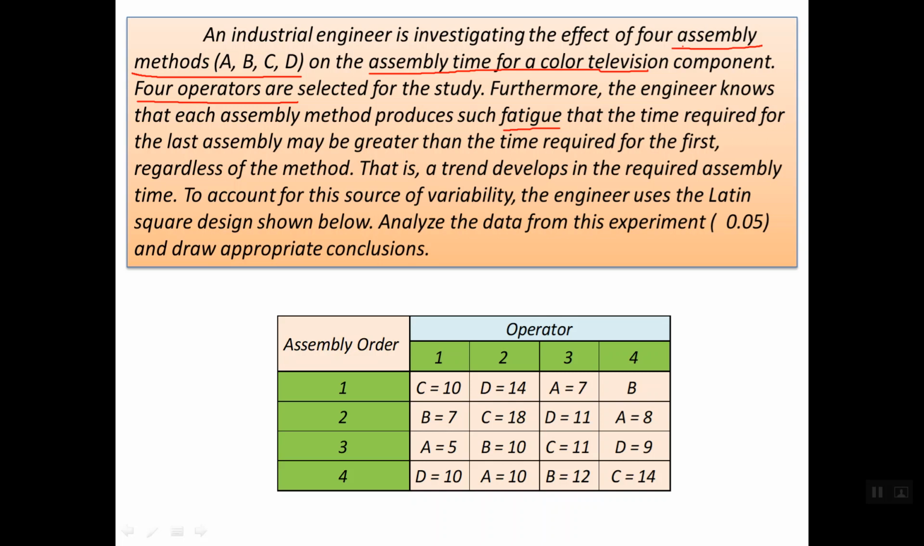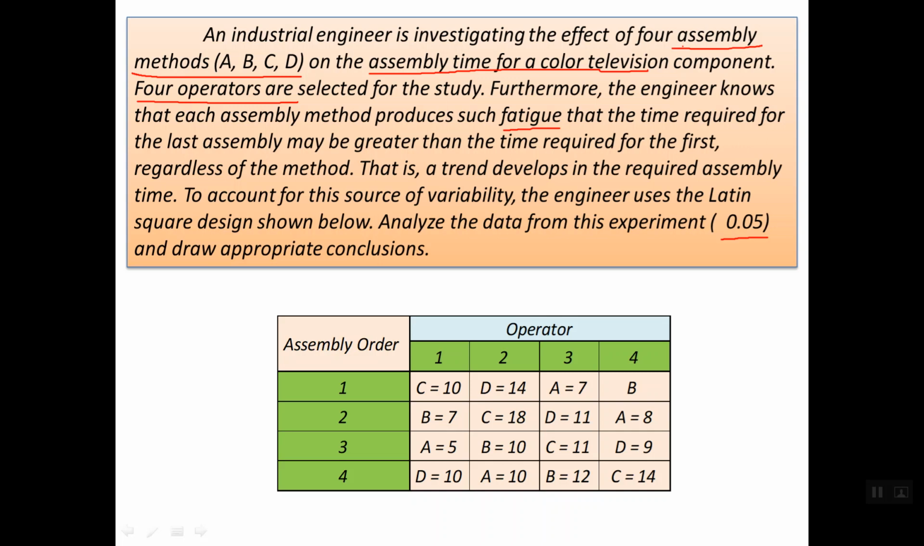So the first factor or variable is the operator, and the second one is the assembly order, as shown in the below table. A trend develops in the required assembly time. To account for this source of variability, the engineer uses the Latin square design. Analyze the data from this experiment at probability of 0.05 and draw appropriate conclusions.